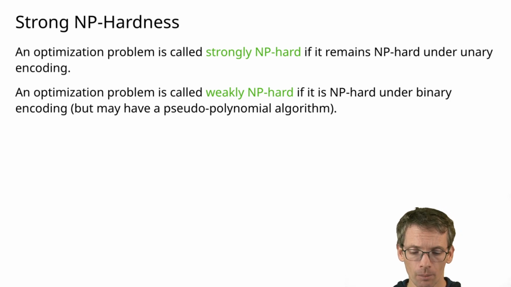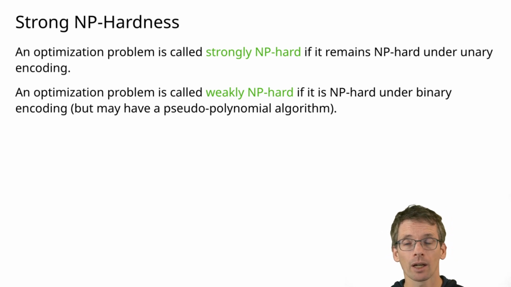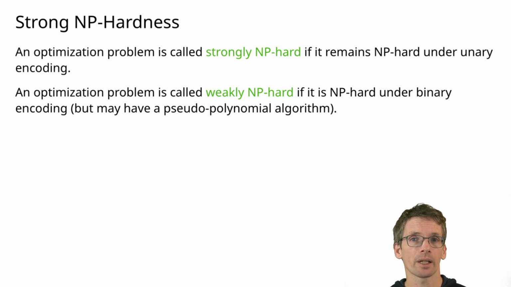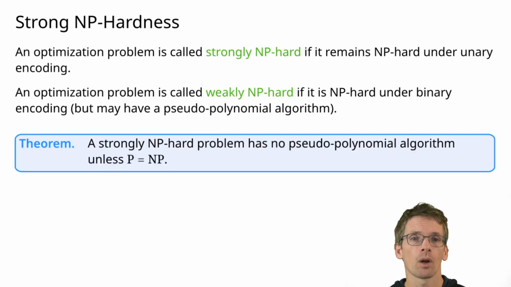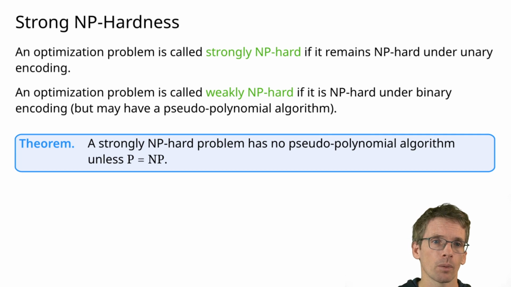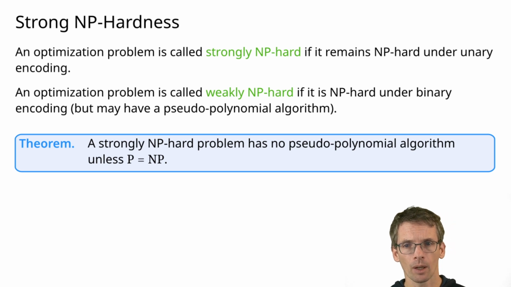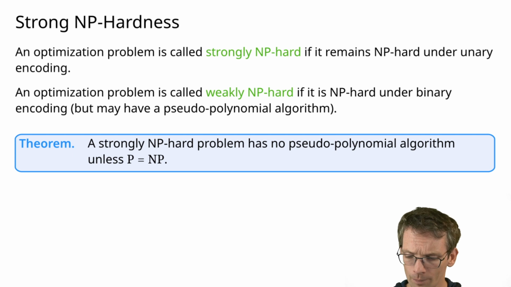What that in particular means is that a weakly NP-hard problem is not necessarily strongly NP-hard, and a weakly NP-hard problem could actually have a pseudo-polynomial time algorithm, while a strongly NP-hard problem cannot. If a strongly NP-hard problem would have a pseudo-polynomial time algorithm, then we could show that P equals NP.